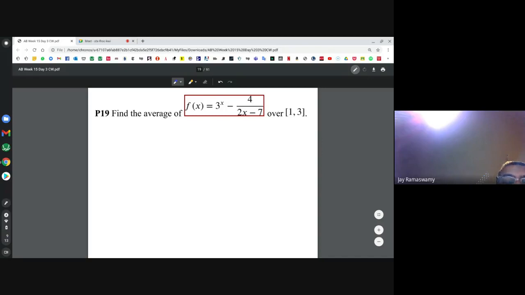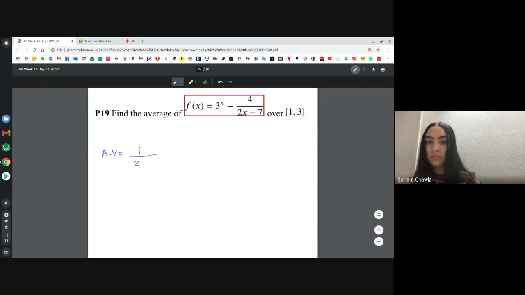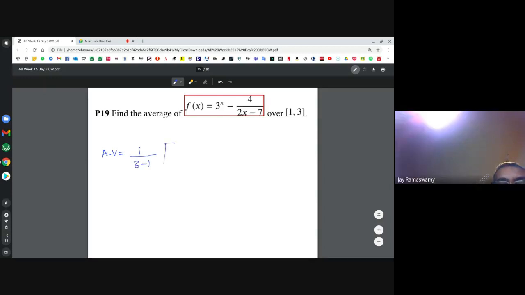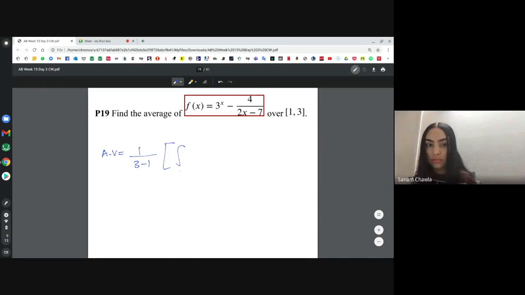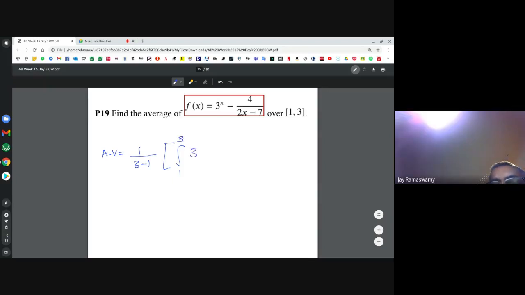Okay, what do we write on the left-hand side? AV. I'm leaving some space. I want you to leave a couple of lines, okay? So AV equals 1 over 3 minus 1, which is 2. Big brackets, integral, lower limit 1, upper limit 3. And we write 3x minus 4 over 2x minus 7 dx. Show that step. That's the definition of average value.